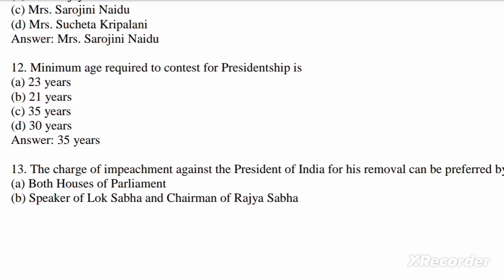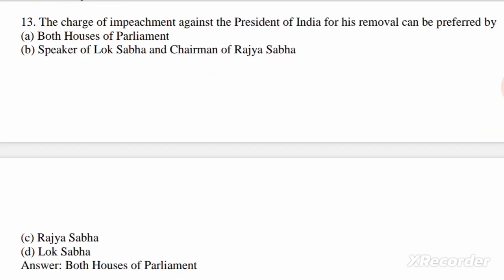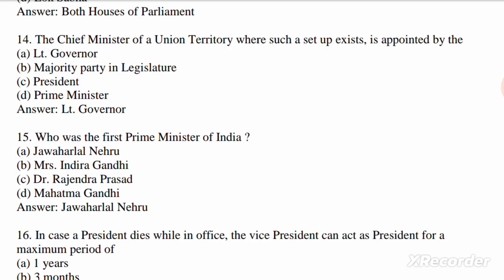Minimum age required to contest for presidentship is 35 years. Question number 13. The charge of impeachment against the President of India for his removal can be preferred by both houses of parliament. 14. The Chief Minister of a Union Territory where such a set-up exists is appointed by the Lieutenant Governor.